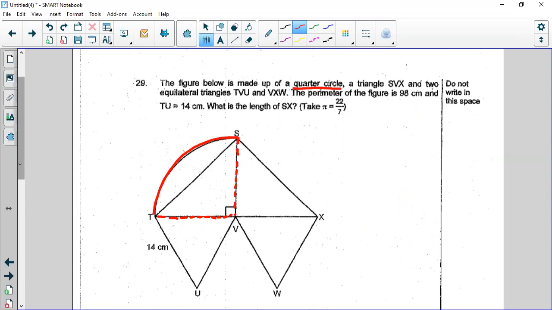And there's a triangle here. The triangle is SVX. Again, dotted line, that is a triangle. And there are 2 equilateral triangles. What's that? Mark out the sides. Equilateral means all sides equal. So this line and this line and this line and this line add together with the other red lines give you the perimeter. Not so hard. So if this is 14, this is 14, 14, 14.